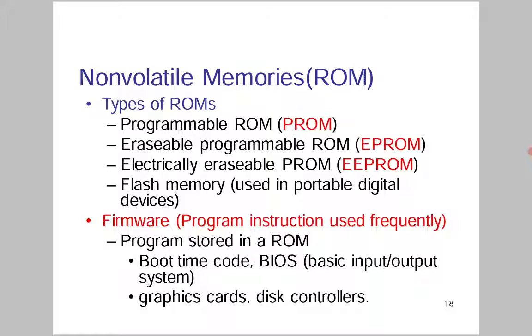And erasable programmable read-only memory means we can erase the code or information stored in it and rewrite it whenever we want. And EEPROM means electrically erasable programmable memory, meaning we can electrically remove all the code or information from a ROM and rewrite it whenever required. Flash memories are another type of memory and they are very high speed memories, generally used in digital devices like digital cameras and other devices.